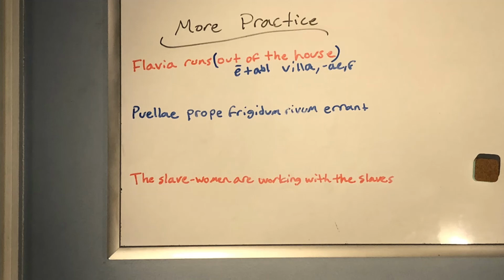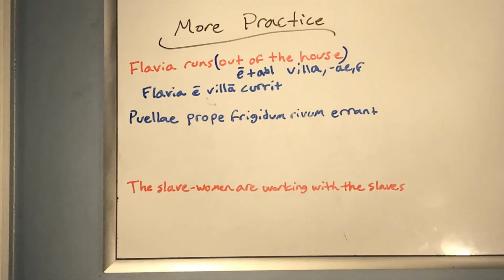So since it's e, it's the E in SID space, so we have to have our noun, the house, be in the ablative. So the noun for house or country house in this instance is villa, villae, feminine. So the ablative form for that will just have a long A ending, so it's villā. So the entire prepositional phrase is e villā. Translating the rest of the sentence, it is Flavia e villā currit.